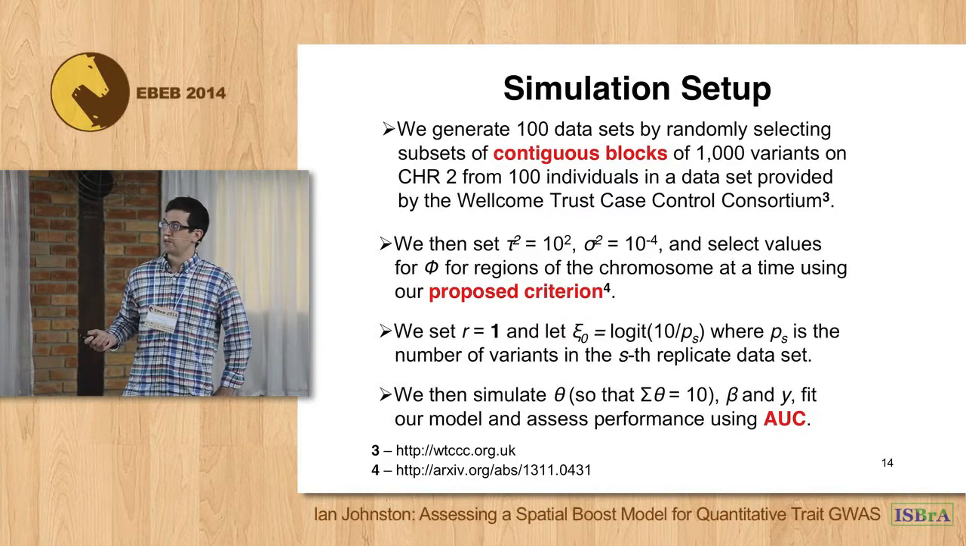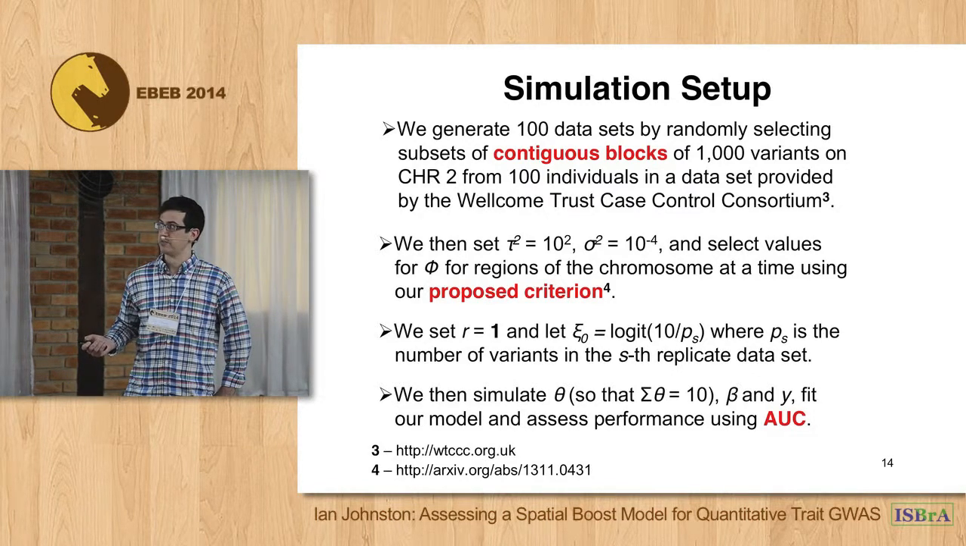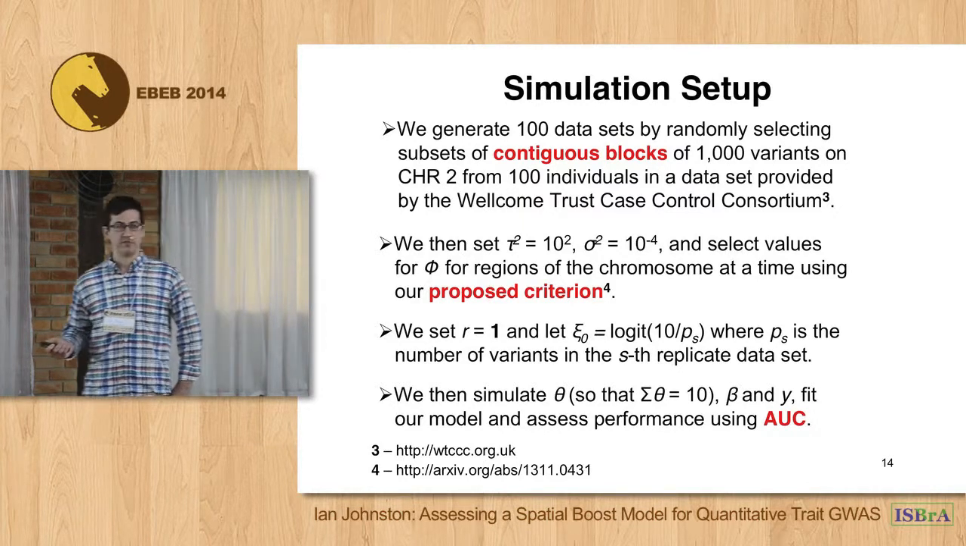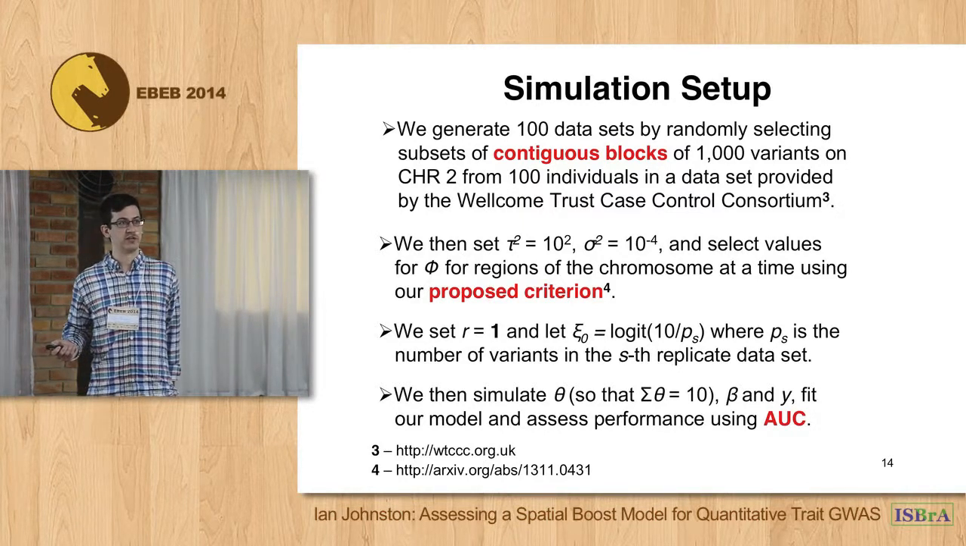And then we set some values for tau squared, sigma squared. So tau squared is 100, sigma squared is 10 to the minus 4. We set values for phi using our proposed criteria. If there's time, I can talk a little more in detail about that. If not, we have a paper up here on the arXiv that goes into more detail.